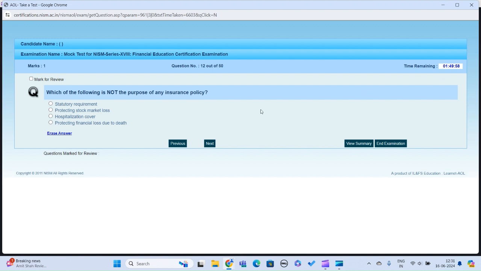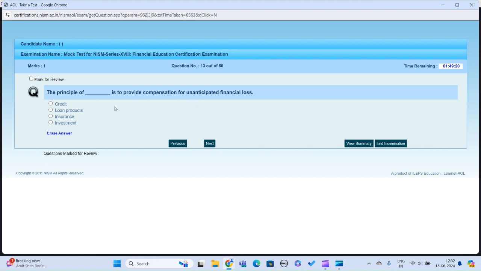Time remaining looks comfortable. Which of the following is not the purpose of an insurance policy? This is slightly confusing for me. Ideally, I would say protecting against stock market loss. No insurance company will provide you with that, because it is totally unpredictable due to various external factors. You cannot really predict that. So not a purpose of any insurance policy is protecting against stock market losses.